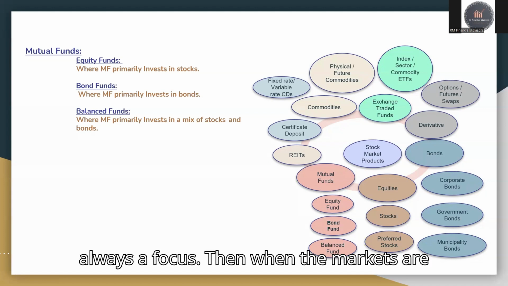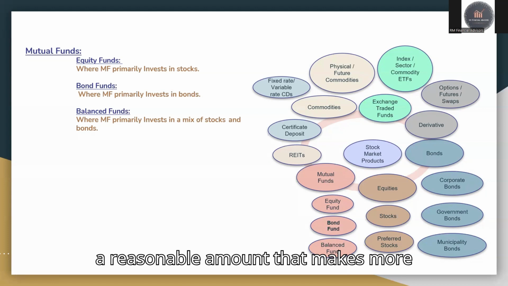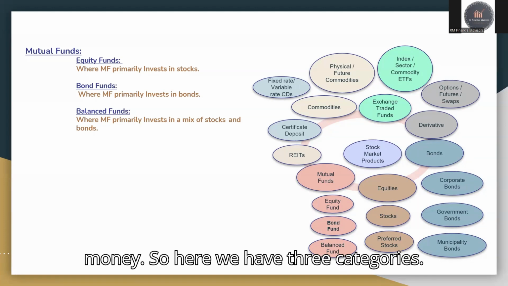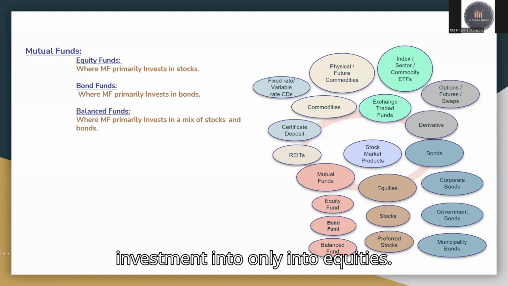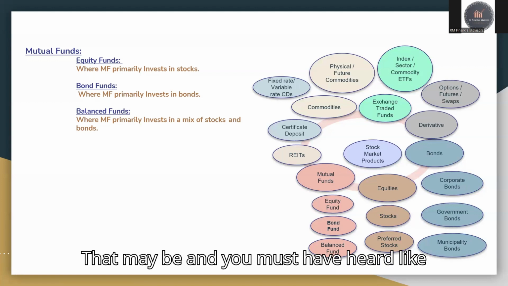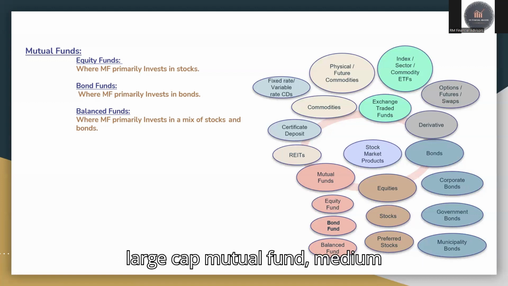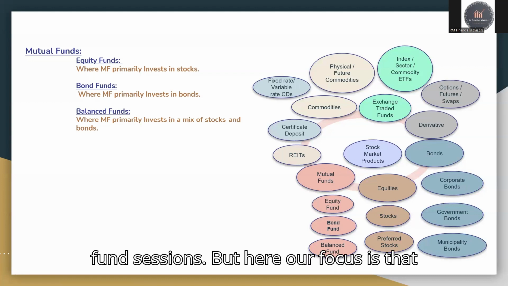So it's always a focus. Then when the markets are down, NAVs are down, then you enter with a reasonable amount that makes more money. So here we have three categories. One is where the fund manager focuses investment only into equities. That may be, and you must have heard, large cap mutual fund, medium cap, small cap, or multi cap. Okay, what is that? We'll discuss that in mutual fund sessions.